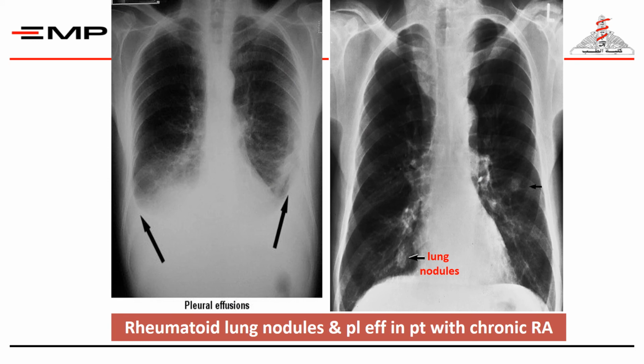This is a lung plain X-ray, posteroanterior view. In the left one, there is bilateral pleural effusion. On the right one, there are these opacities due to lung nodules bilaterally.